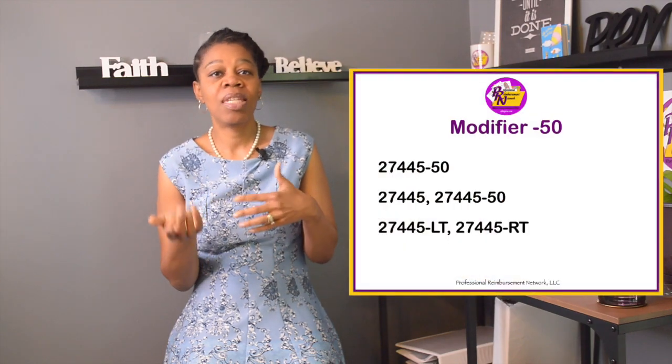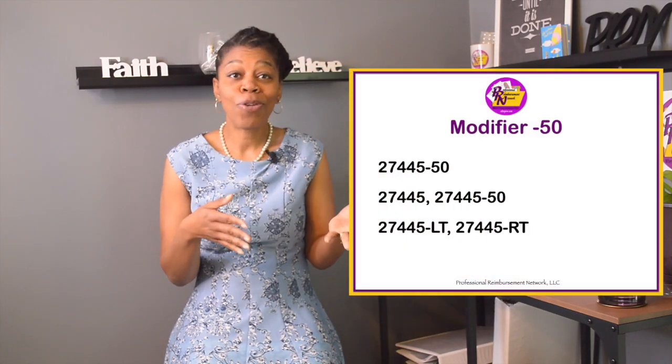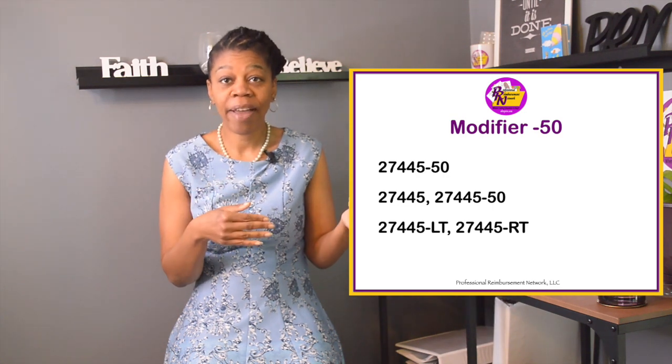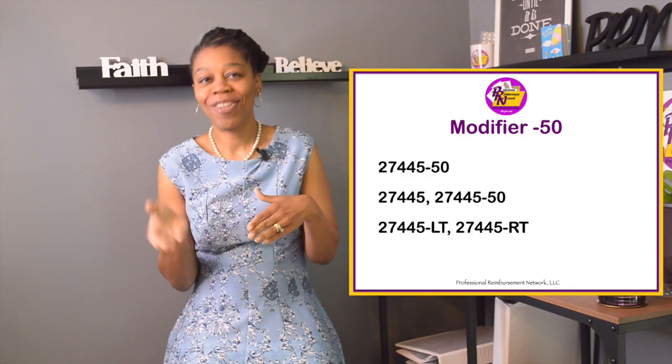This modifier is used when a procedure is performed on mirror image organs of the body. The way that bilateral procedures are submitted on the claim can vary from payer to payer. Usually, the 50 modifier is appended to the code. Sometimes it is one code with the 50 modifier, or 2 codes and one with the 50 modifier, or 2 codes with RT or LT modifier appended.